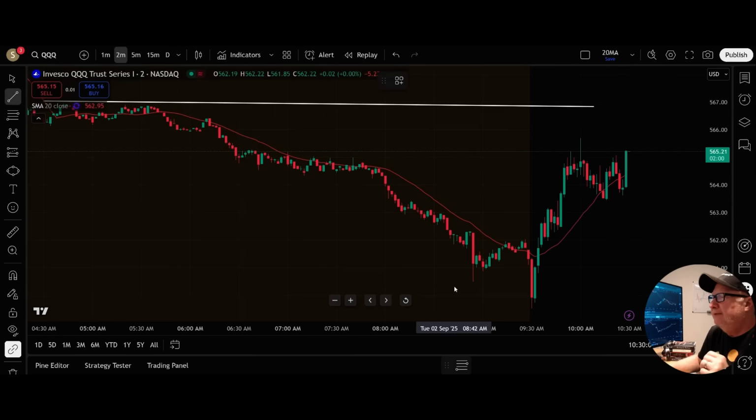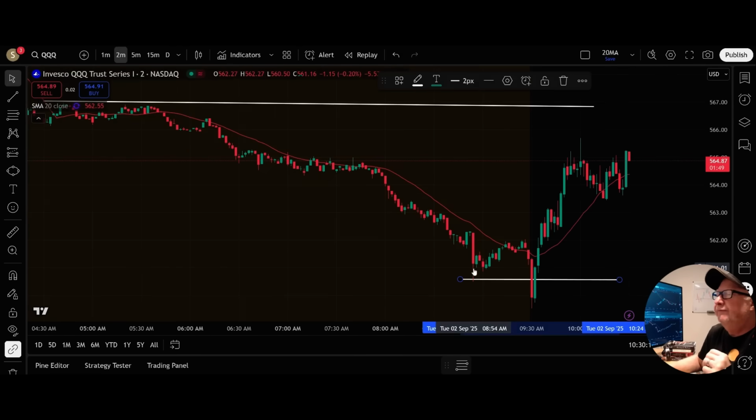I'm going to scroll over a little bit and mark my support pre-market, which basically goes from this candle, which has a low at 560.50. So this is my support area. Again, I'm not looking for to the penny. I just want an area for my power bar to start from. So it's this area around 560.50.